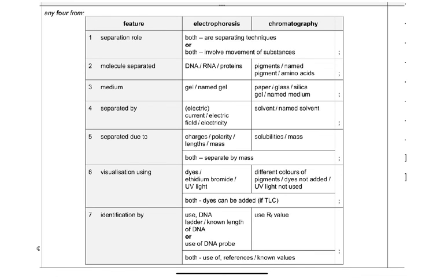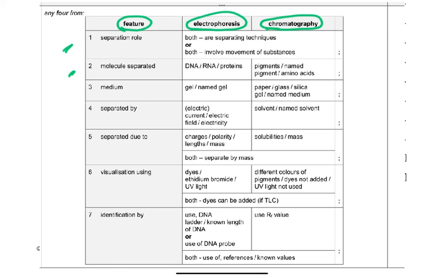Now, as you can see, the mark scheme is any 4 from these. Now, the first one is a very important one. You can see it, separation role. Both are separating techniques and both involve movement of substances. Now, in the second feature, I like this: when you do a comparison, you say feature and then you say electrophoresis and then you say chromatography. You can actually do this also on the paper. You could have easily done this on the paper and drawn 3 columns and done this.